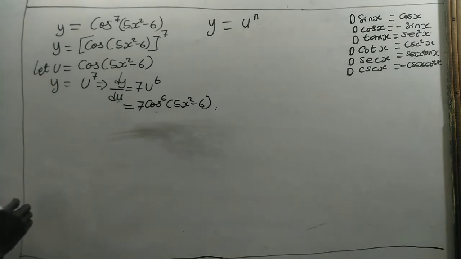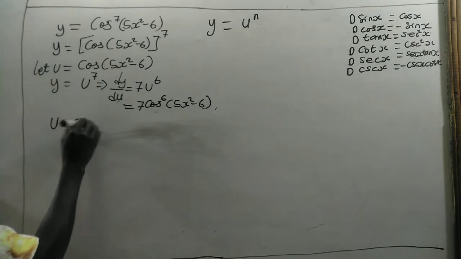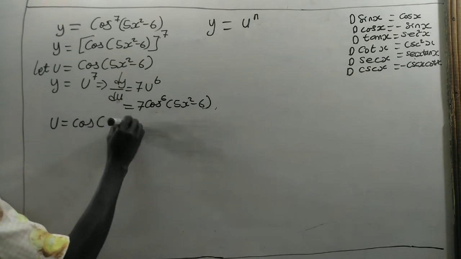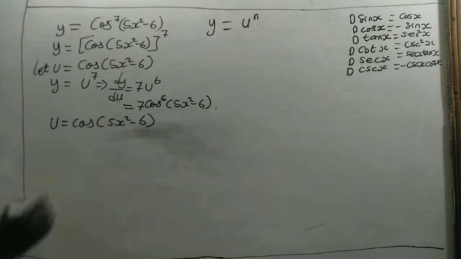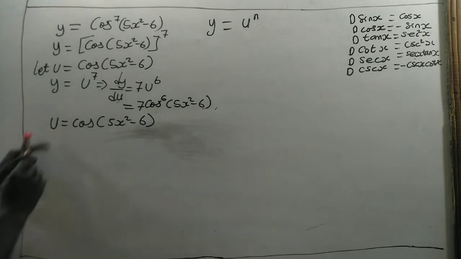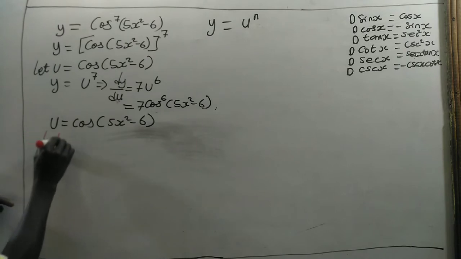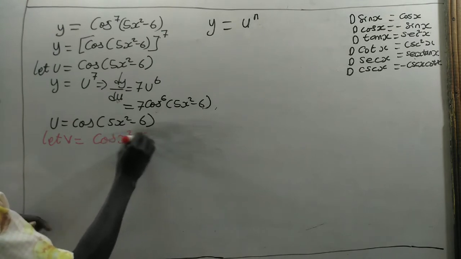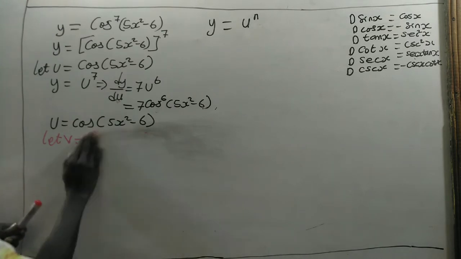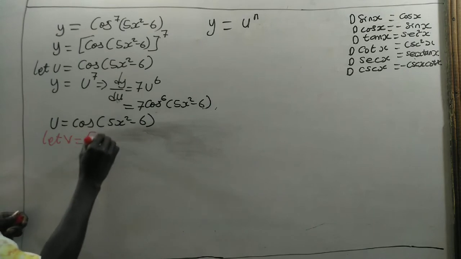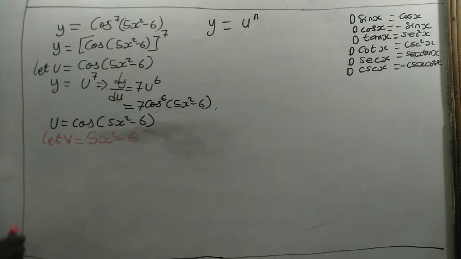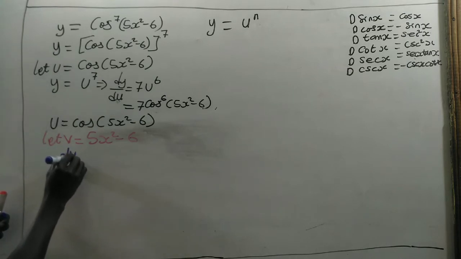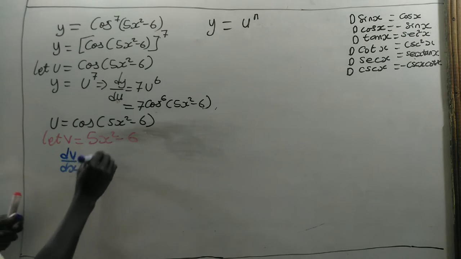Now let us take our u. We have u is equal to cosine of 5x squared minus 6. So this one, we use the chain rule to differentiate before you can get the derivative of u with respect to x. So here we let v be equal to the inner function, 5x squared minus 6, and then the derivative of v with respect to x is equal to 10x.